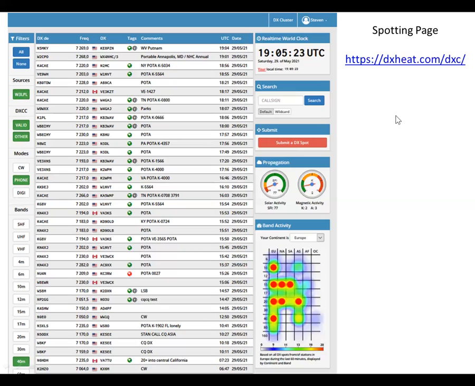There's a lot of different spotting pages. There's some spotting pages that have telnet capability that you can tie your logging program into during contests or just normal operation to see the spots in your logging program. And all this is free, a lot of neat stuff on the internet, tools to help you get a handle on what the propagation's looking like.